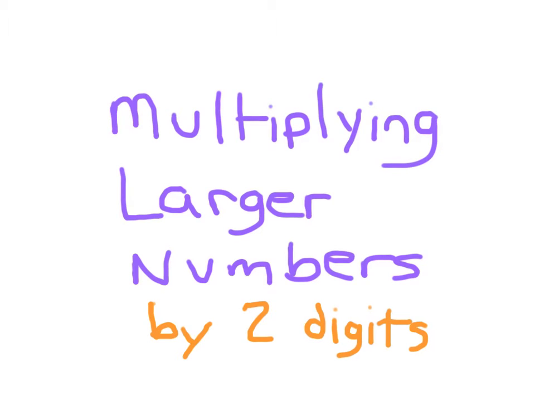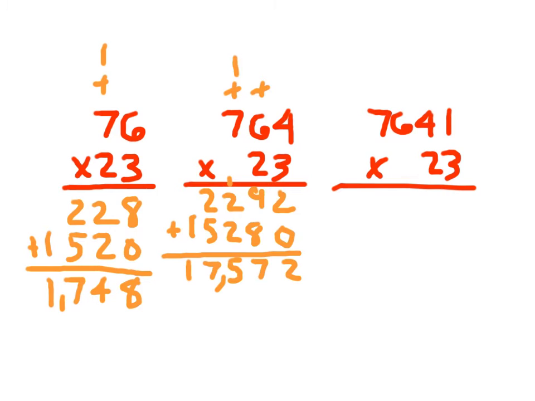Let's work on multiplying larger numbers by 2 digits. As you see here, I've set up 3 different problems. I'm multiplying in each of those different problems by 23 as one of the factors. I'm multiplying 76, 764, and then finally 7,641 by 23.